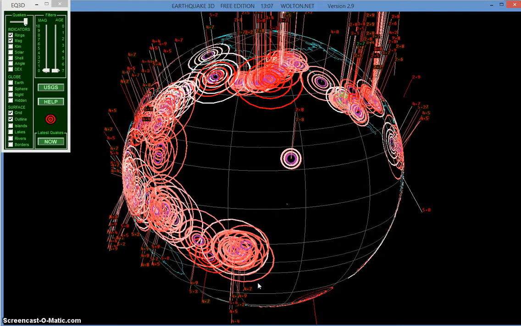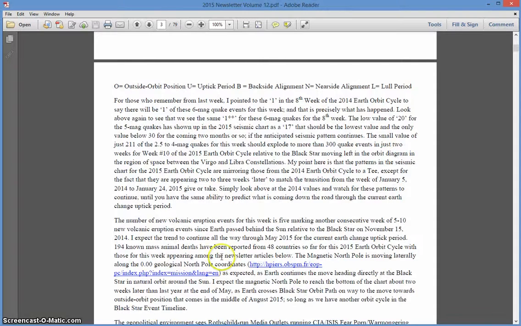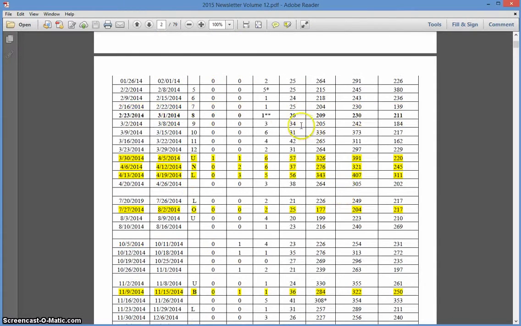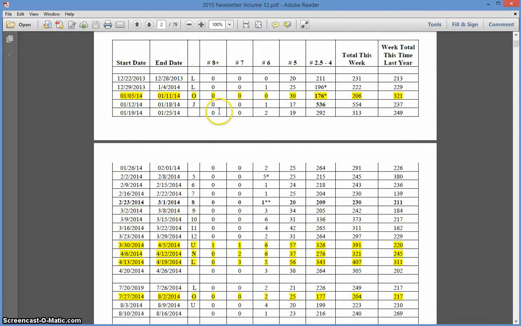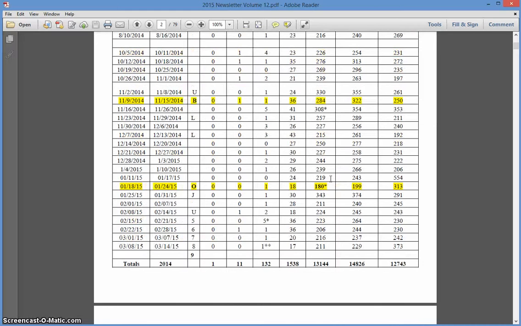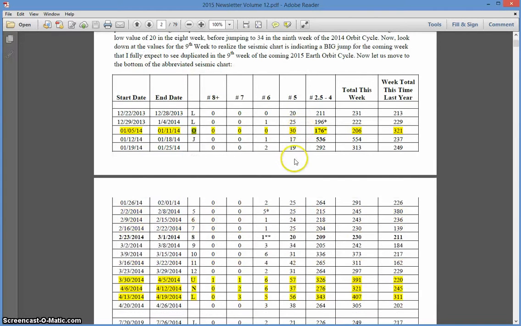Even though we're in the uptick period, we're going to see the sharp rise that you see in this chart right up here, from last year. Here we see it. The Earth change uptick period began with the O at outside orbit position, the jolt, and then we see a simmering down all the way back down to 204. So we're still in this simmering period that extends all the way through the 9th week, right? And then you see the sharp uptick. So even though we're in the uptick period, we're seeing the same thing: this lull in the 5 magnitude earthquakes, same thing as last year.